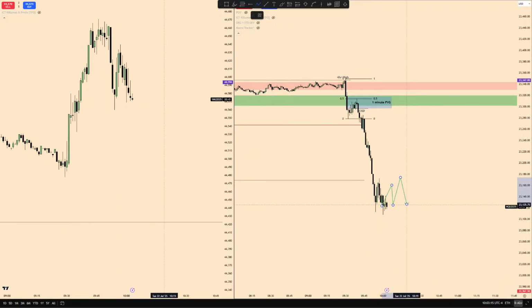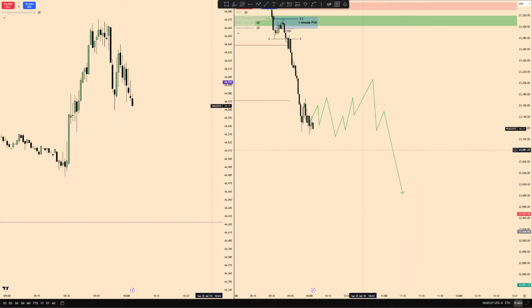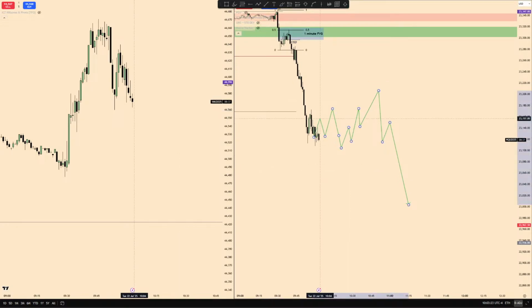So consolidation, retracement. This would be beautiful. Something like that would be beautiful. See us hold this, consolidate a little bit more, and get the redistribution. Boom.